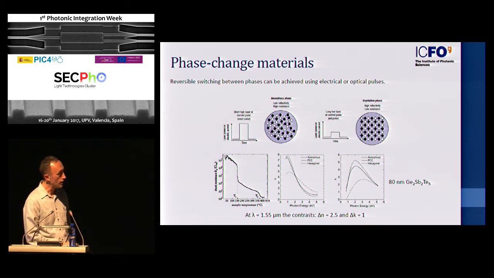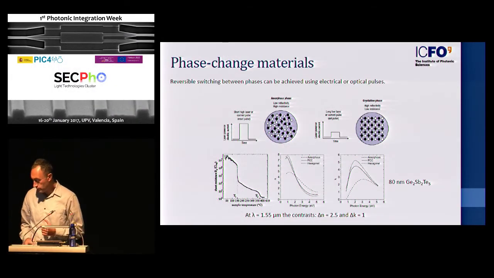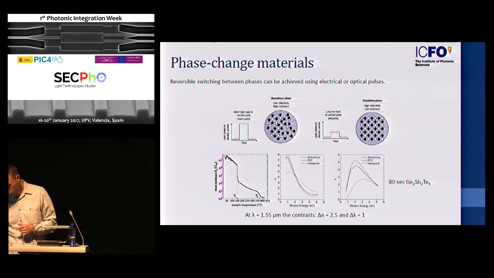But if you also look, I don't know why my student put photon energy, not wavelength, but the idea is that if you switch from the amorphous to the crystalline phase, you have big changes in the refractive index, in the real part of the chi1 of the dielectric constant, and in the imaginary part, the absorption, right? So if you switch these materials, you can change significantly the refractive index and the absorption. So this is the message. And those are known materials.